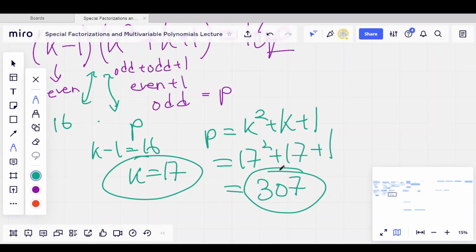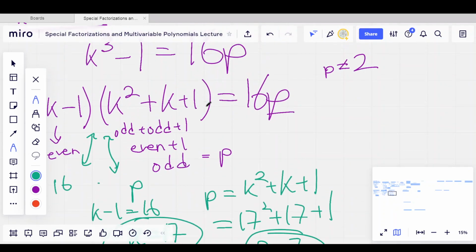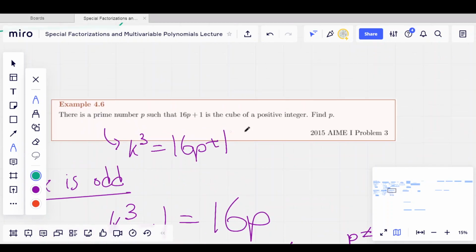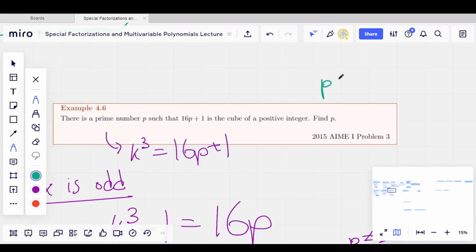Okay? So p is 307 and we're done. You could have used modular arithmetic over here. So I'll just write p is 307.